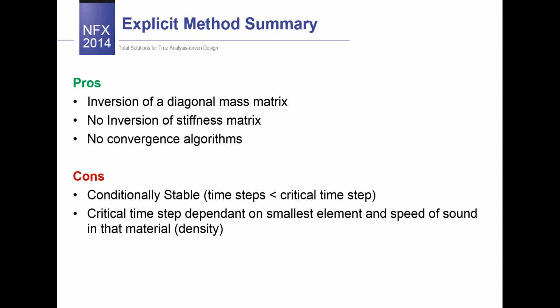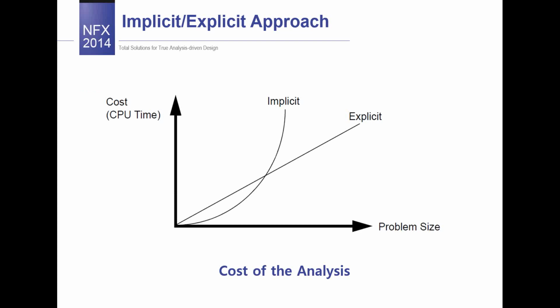The explicit method inverts the diagonal of the mass matrix instead of the stiffness matrix, and this makes the method computationally affordable for the calculations. And there is also no convergence criteria, so the solution is achieved very quickly per each time step. But the method is conditionally stable, and once again this means that the critical time step is an important factor for the time stepping. And the graph on the next slide describes the great cost savings over the implicit method by the explicit as the model size increases, as long as the mesh is relatively uniform.